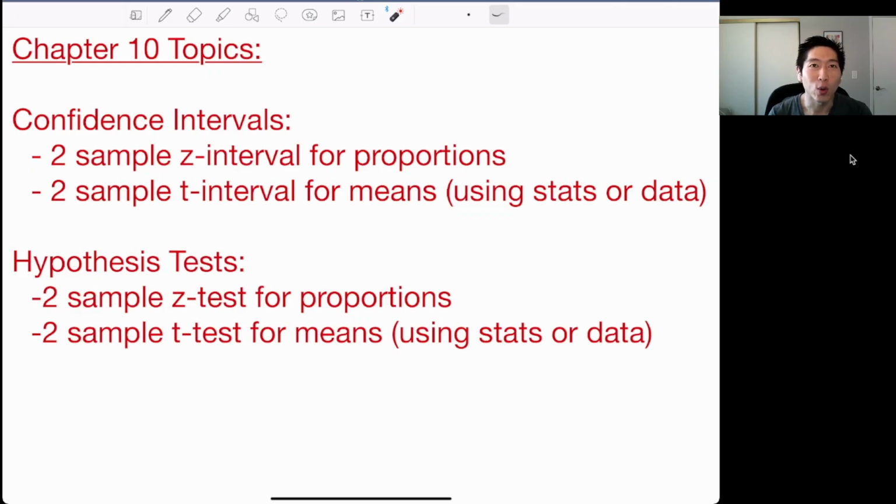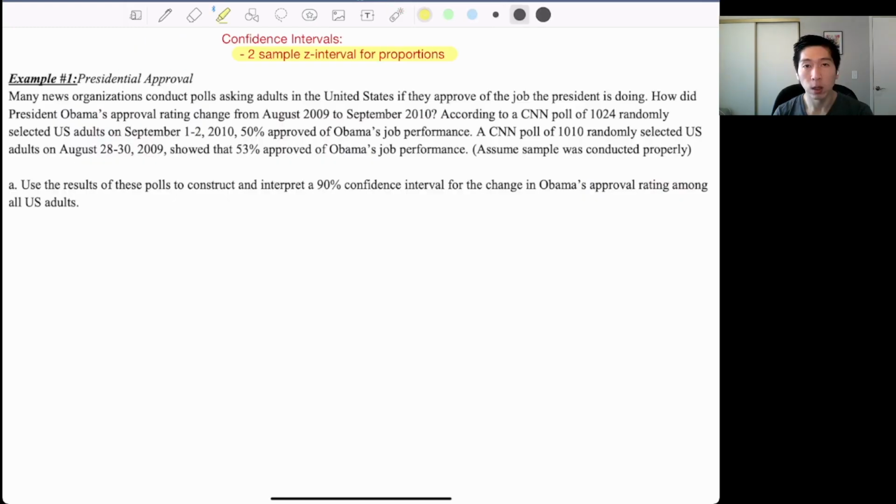Hi, in this video, we're going to be going over Chapter 10 TI Nspire skills. This both includes confidence intervals for two sample z intervals for proportions, two sample t intervals for means, two sample z test for proportions, and two sample t test for means. In both of the t intervals, we're going to go through both using stats and data because those are two separate calculator skill sets. So our first example is going to be a two-sample z-interval for the difference of proportions.